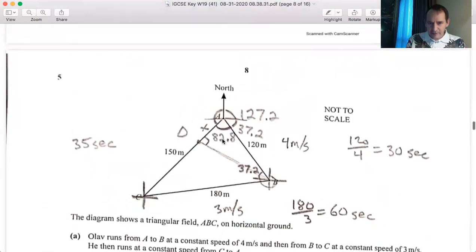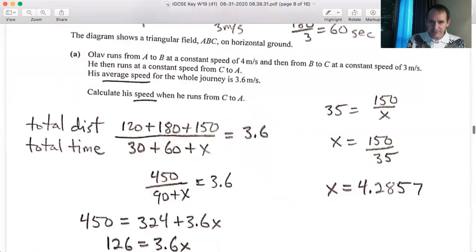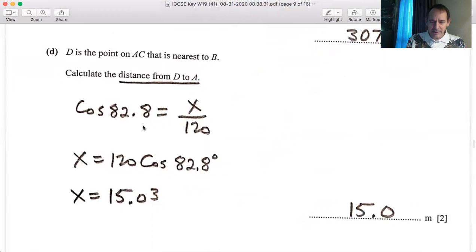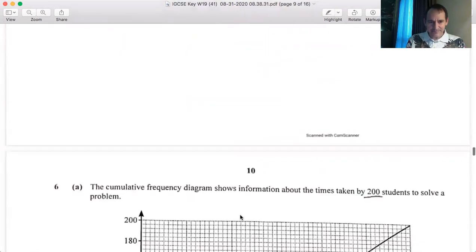Notice from our angle, this is adjacent and hypotenuse. So we're going to use cosine. Cosine of 82.8 equals the adjacent over hypotenuse. Multiply the 120 to the other side. Calculate that out on your calculator, and your x is 15.0 to 3 significant figures. That is your distance from D to A.